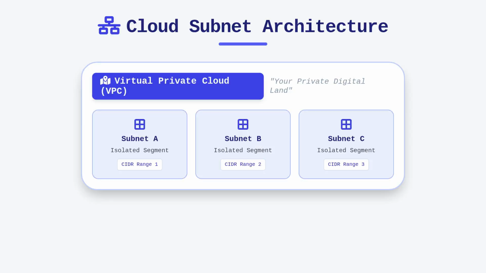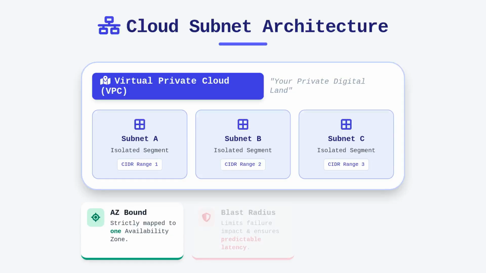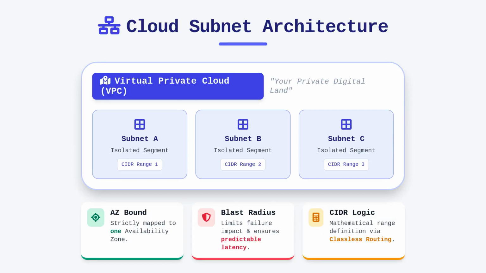Each subnet belongs to exactly one availability zone, which is a critical design constraint to remember when planning for high availability or disaster recovery. By confining a subnet to a single zone, we gain predictable latency and a clear understanding of the blast radius if an individual data center experiences a failure. This structural organization is not merely a suggestion. It is a foundational requirement for deploying compute resources natively and securely within the IBM Cloud.